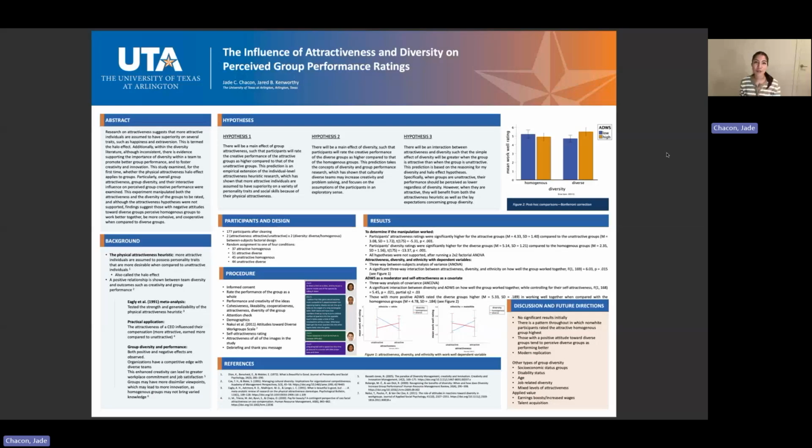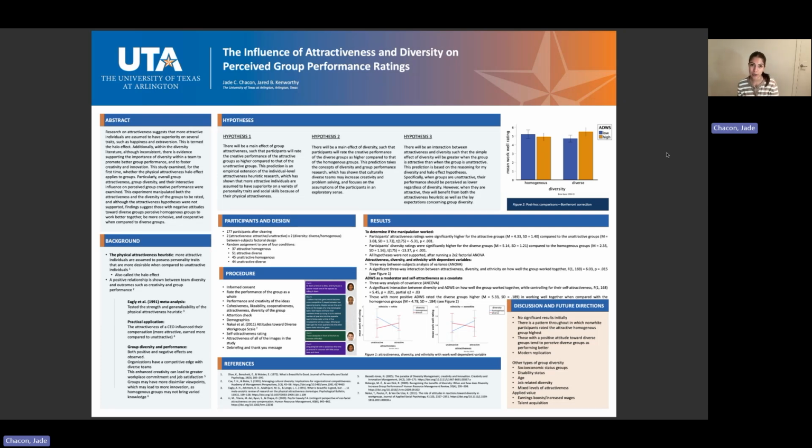This is on the influence of attractiveness and diversity on perceived group performance ratings. Essentially, the theory behind this is that there's something called the physical attractiveness heuristic. It's been shown that more attractive individuals are perceived or assumed to have more desirable personality traits when compared to unattractive individuals.